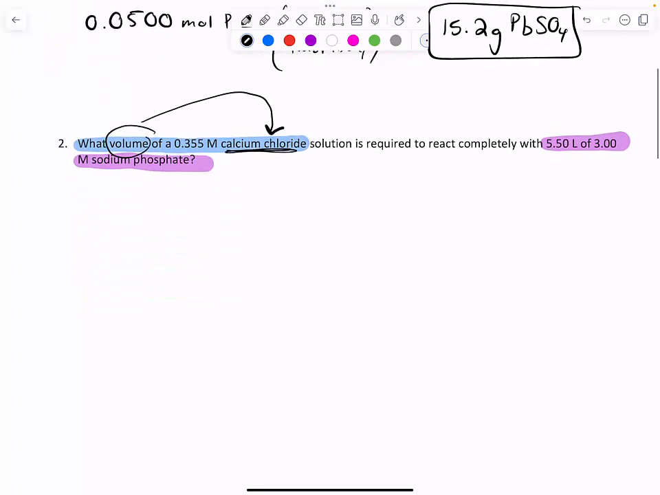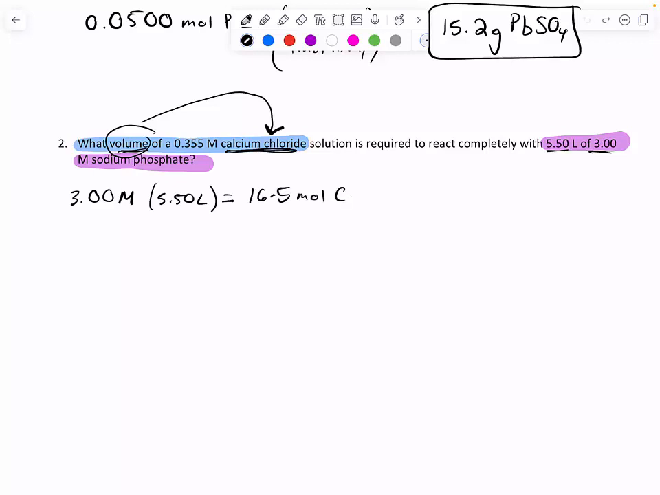So the first thing you've got to do any time a problem like this, balance the chemical equation, start converting stuff to moles, and just see where it goes. So what do I have? I don't know my volume of calcium chloride. That's what I'm solving for, so I can't multiply that one. But I do know a volume and a molarity. Anytime you have those together, then I recommend starting with that. 3.00 molar times 5.50 liters. That's going to give me 16.5 moles of sodium phosphate.